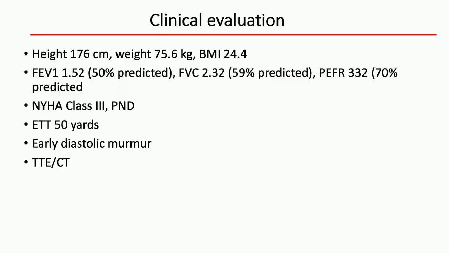So let's look at some of his clinical evaluation. So reasonable height of 176 centimeters, reasonable weight 75.6 kilograms, normal BMI at 24.4. Has obstructive airways disease with an FEV1 of 1.52 and a peak flow of 332. Was NYHA class 3 when I saw him, had symptoms of paroxysmal nocturnal dyspnea and an exercise tolerance of only 50 yards. On examination, he had a clear, loud, early diastolic murmur in keeping with mitral stenosis, and so we planned for him to undergo transthoracic echocardiography and also multi-phase ECG-gated cardiac CT.